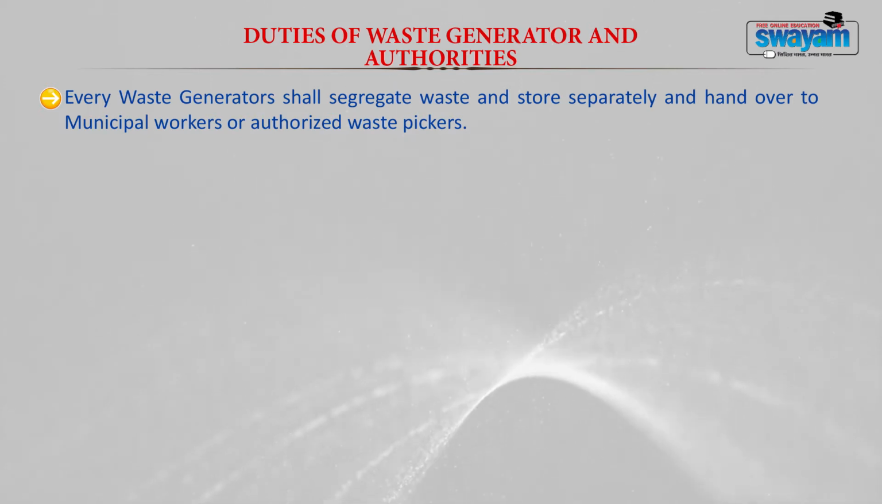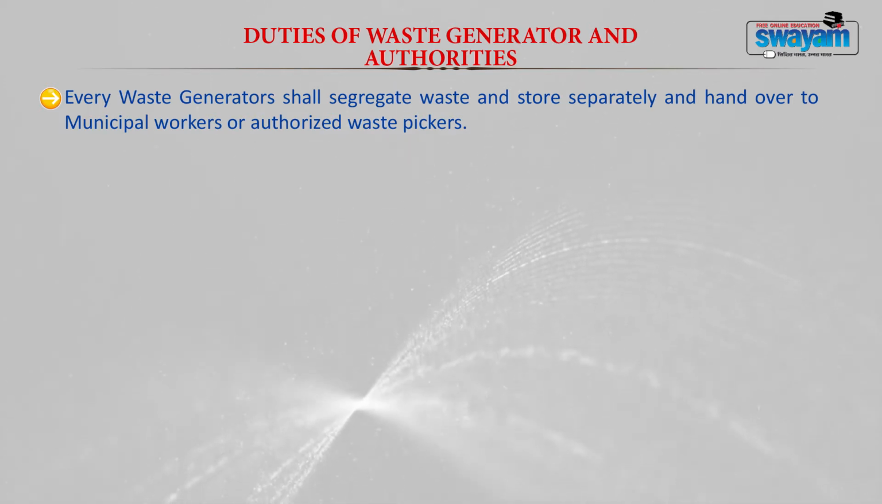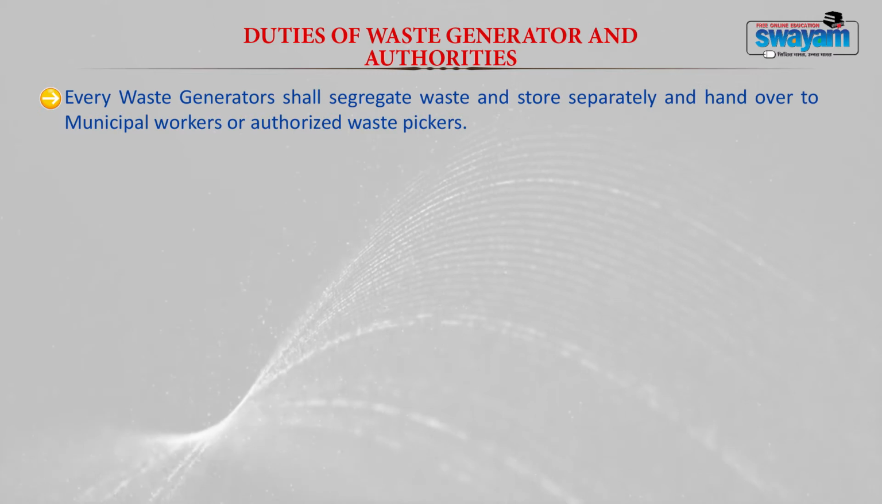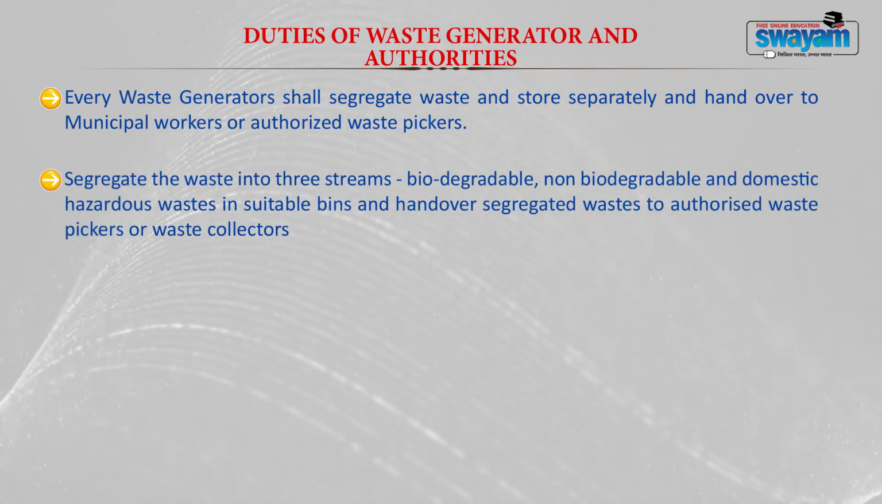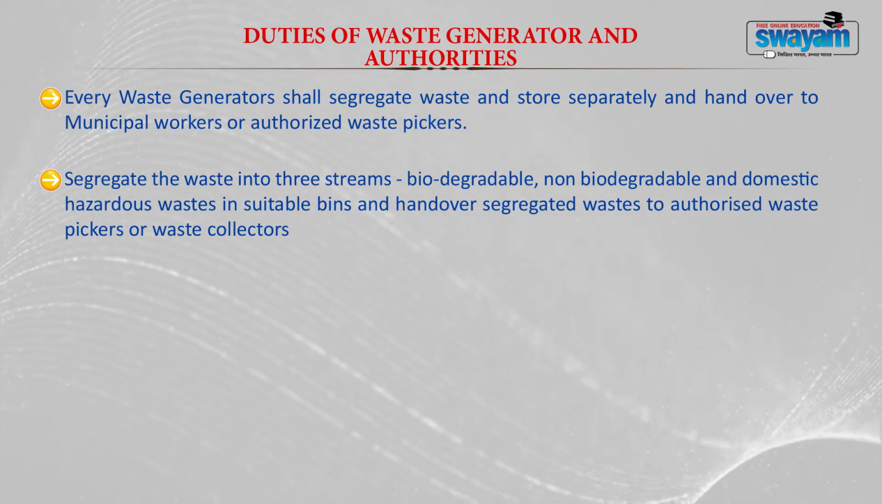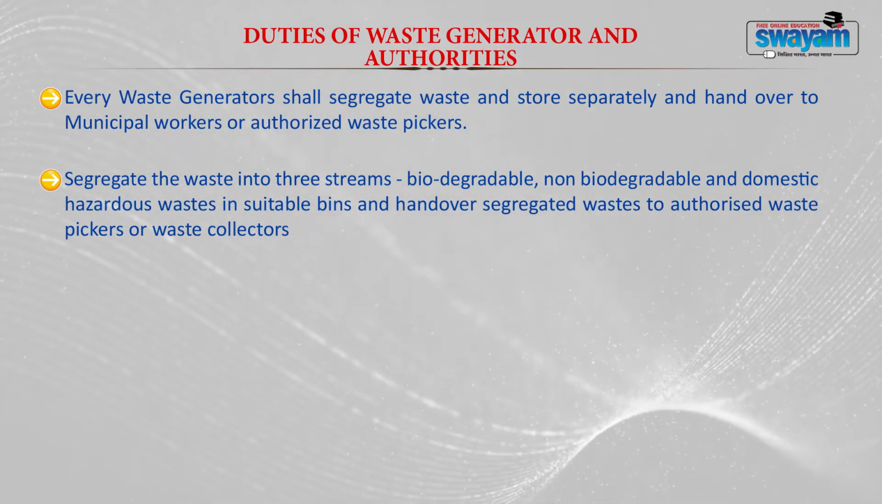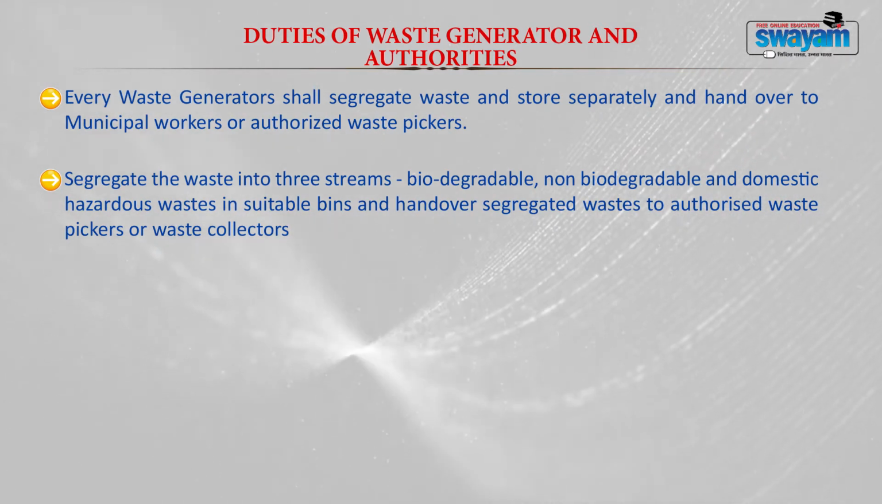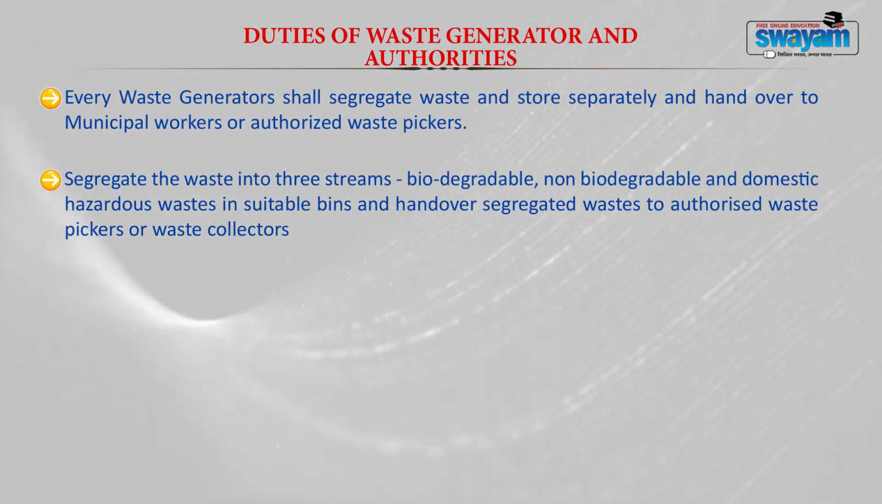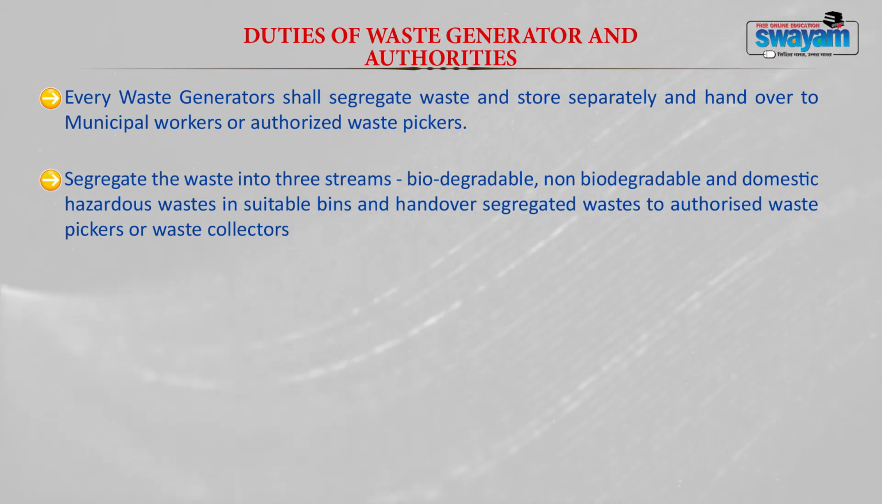After they are being stored, they should be handed over safely to a municipal worker or any authorized waste picker. Now, the segregation is generally done in 3 streams. One is biodegradable, the other one is non-biodegradable, and the third one is domestic hazardous waste. These should be segregated in suitable bins and handed over to authorized waste pickers or waste collectors.